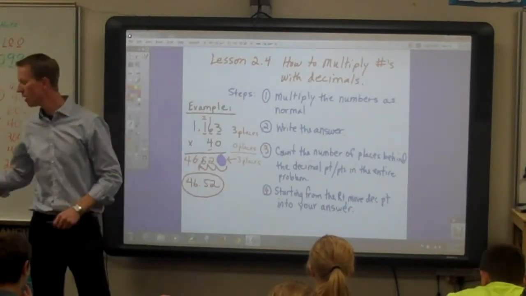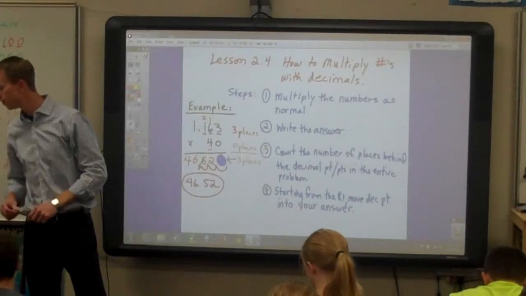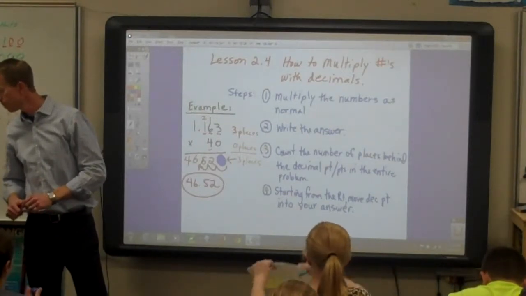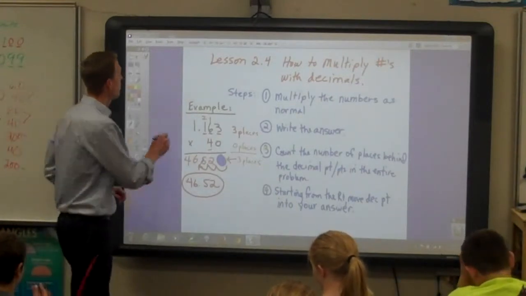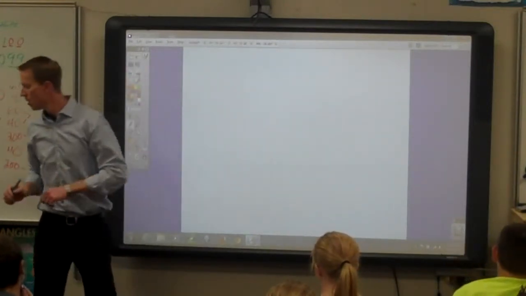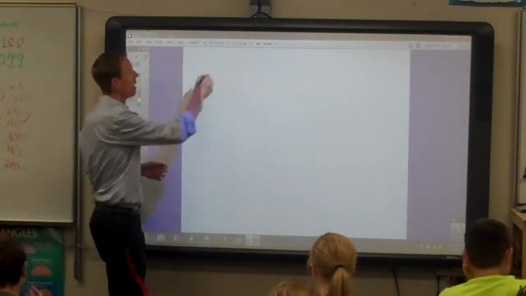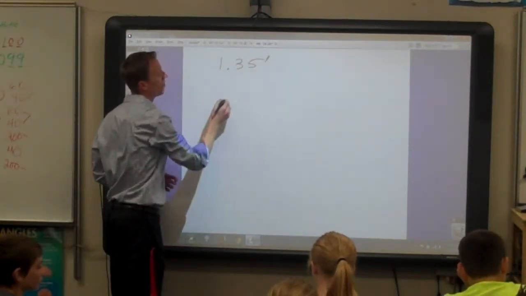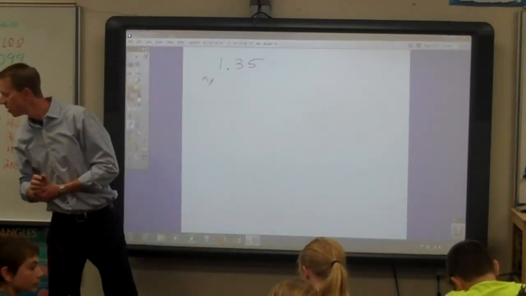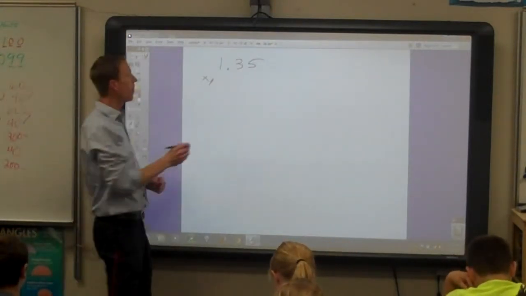Let's look at example 1 in your book, page 52. At the bottom, it gives us a number. 1 and 35 hundredths times 6 and 4 tenths.